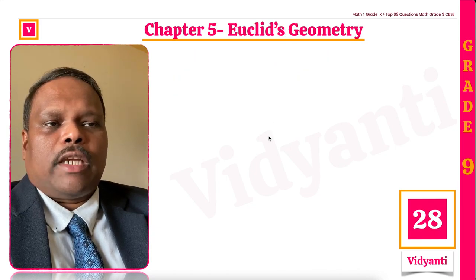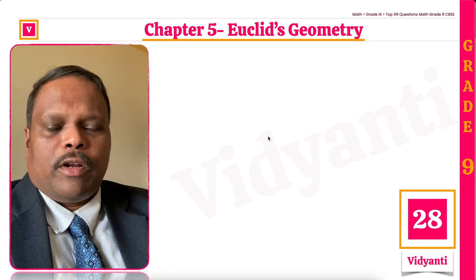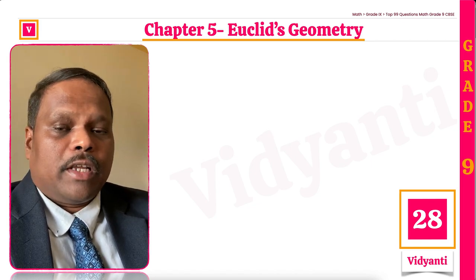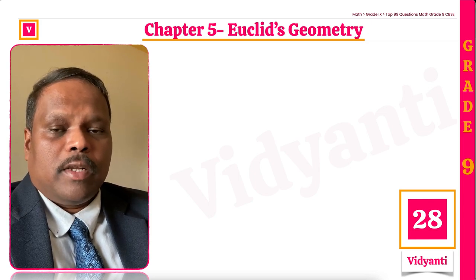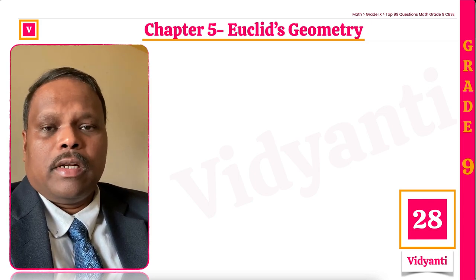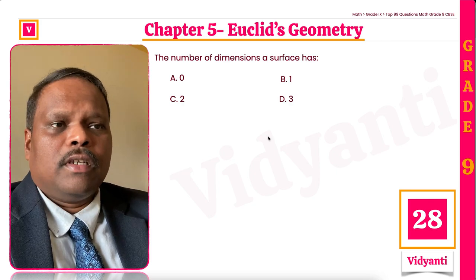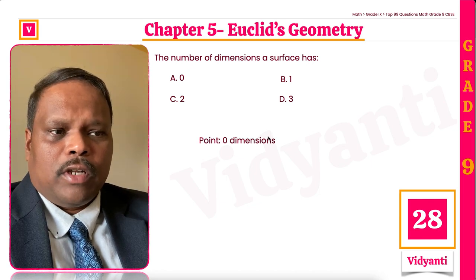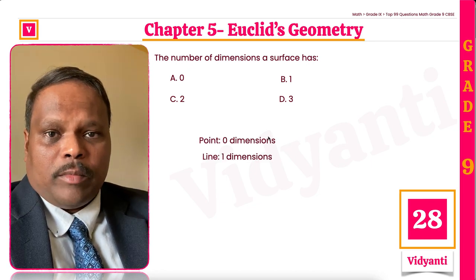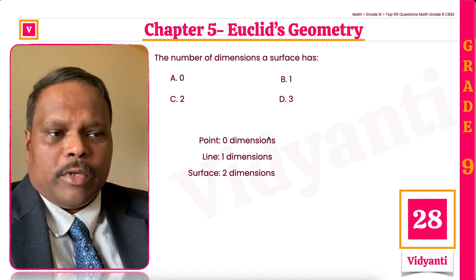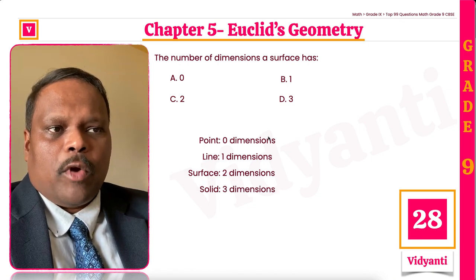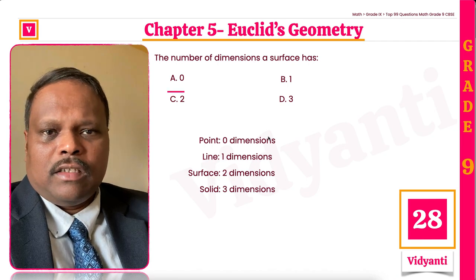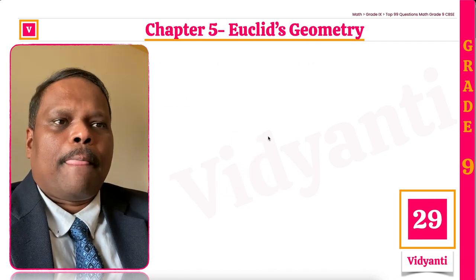Let's go to chapter 5. This is a theoretical chapter. You will have to do some reading from the textbook. A lot of historical facts are given, conceptual things are explained, such as the difference between theorem, postulate, all those things. So, the number of dimensions a surface has. Now, a point has 0 dimension, a line has 1 dimension, and a surface has 2 dimensions. A solid has 3D. So, the number of dimensions a surface has is 2.